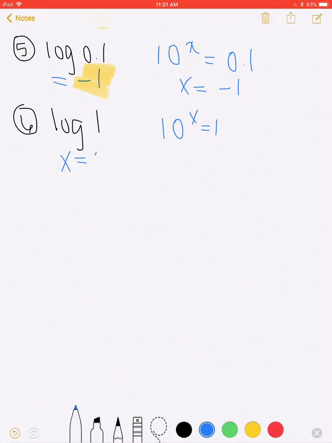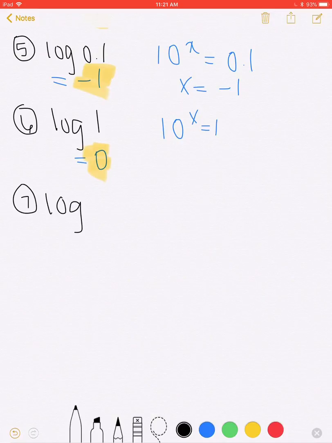Number 6 here, our common log again of 1, so we know that that's base 10, and then we're rewriting in that exponential form, 10 to the x power is equal to 1. Well, anything to the 0 power is equal to 1, so our final answer here is going to be 0, another property from Algebra 1.